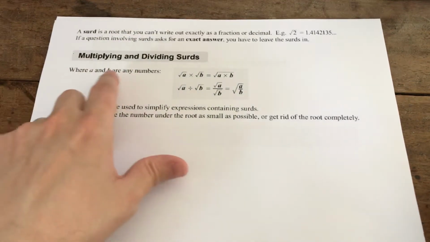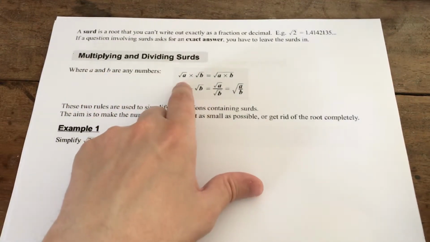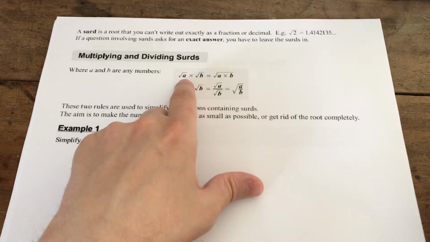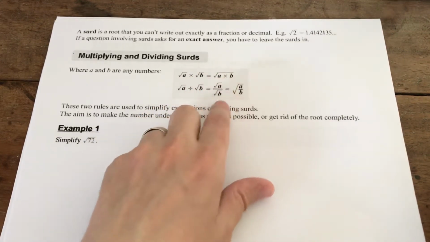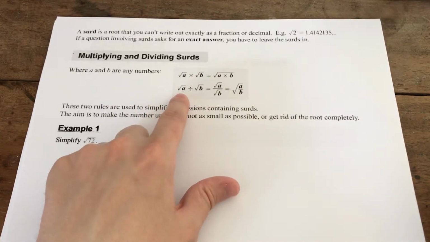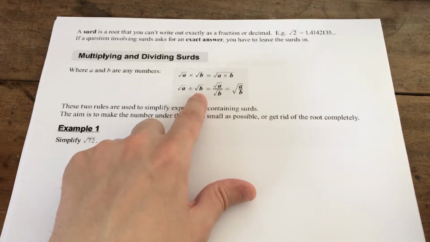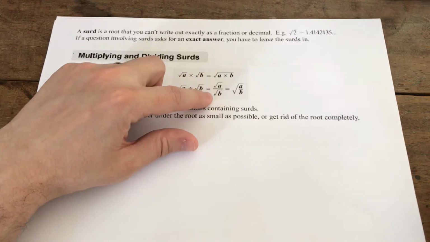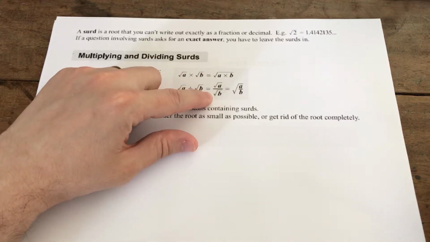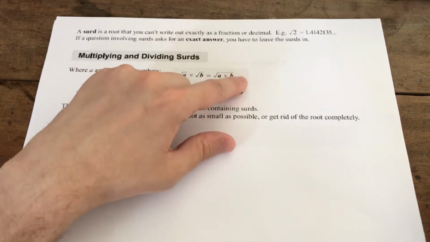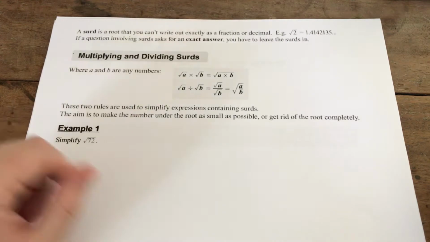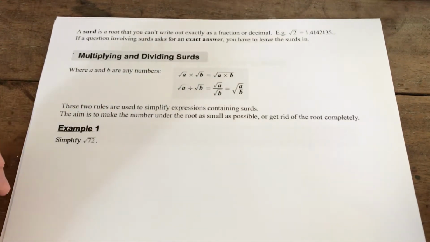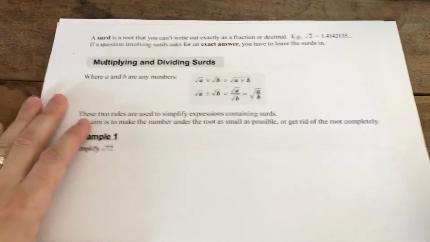For A and B, where A and B are numbers, the surd rules are that root of A times root of B is the square root of A times B. And the same works for divides. The square root of A divided by the square root of B is the square root of A over the square root of B. You can write that as a fraction, or the square root of A divided by B. These two rules are what we use when we're simplifying surds, and I'm going to go through some problems now which will make it a bit more clear.